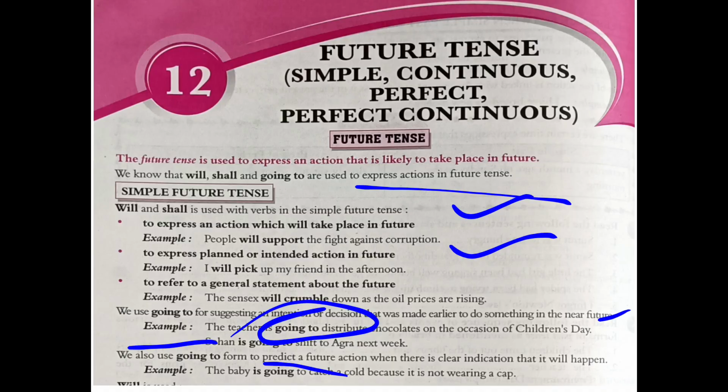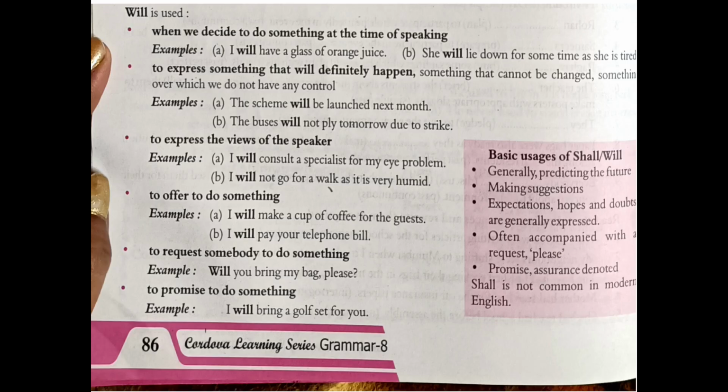Okay? So we also use the going to form to predict a future action where there is clear indication that it will happen. The next one, when we decide to do something at the time of speaking, like I will have a glass of orange juice, right? The next one, she will lie down for some time as she is tired.